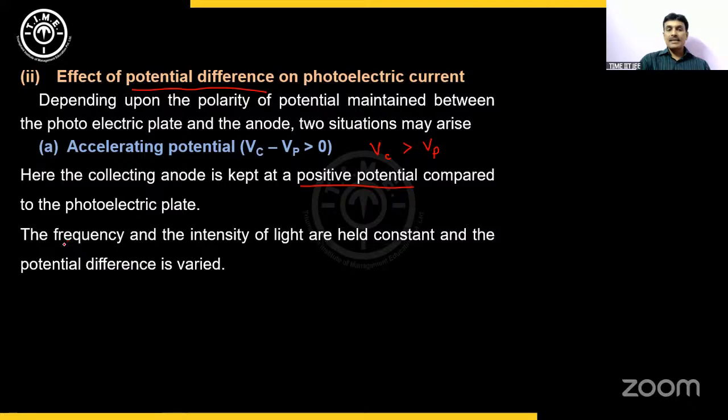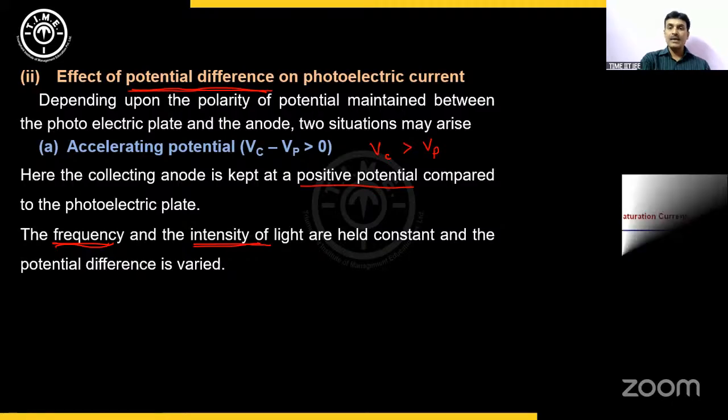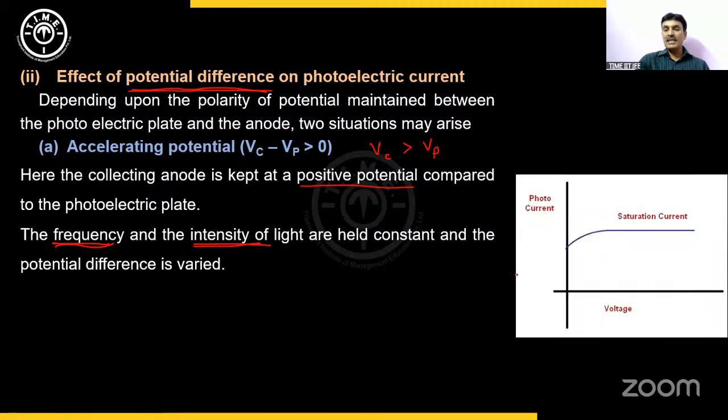In this case, frequency and intensity are maintained constant. We are going to study the effect of potential difference on photoelectric current, so the other two parameters, the frequency of radiation and intensity of radiation, are maintained constant. Now the potential difference is varied. With increase in voltage, the photocurrent gradually increases up to a certain value, and after a certain potential, the current almost becomes constant. This constant current is called the saturation current.